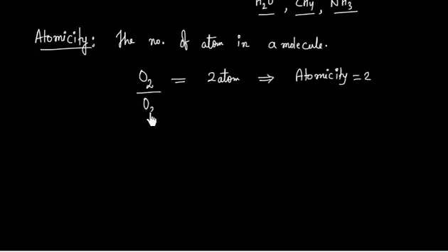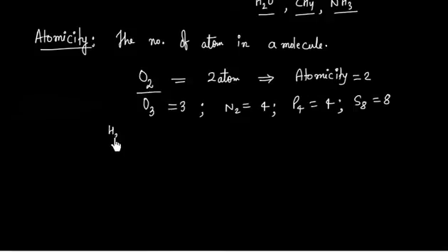Similarly ozone atomicity is 3. Nitrogen atomicity is 2. P4 atomicity is 4. S8 atomicity is 8. H2O atomicity is 3, so there are 3 atoms. NH3 atomicity is 4. So we can find atomicity. This is the same as the total number of atoms in a given molecule.